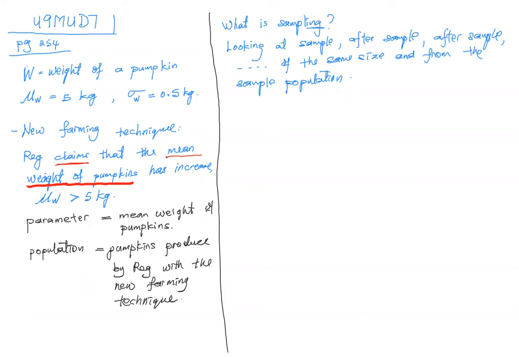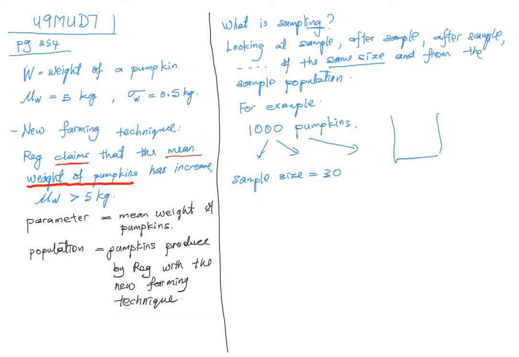So now you have to fix the size first. For example, the farm produced 1,000 pumpkins. From these 1,000 pumpkins, I'm going to draw sample after sample, and my sample size is 30. That means each sample I draw 30 pumpkins, and the sample that you draw must be a random sample. That means you take out one pumpkin out of this 1,000, you weigh it, you record it, then you put it back again. Then you take out another pumpkin, you weigh it, you record it down. So that is called sampling.